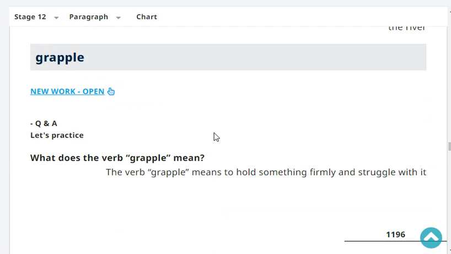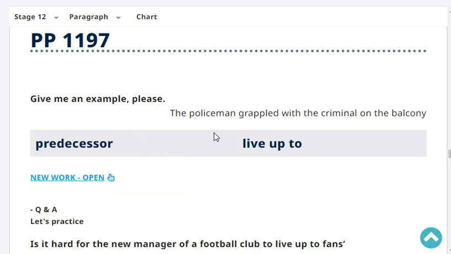What does the verb grapple mean? The verb grapple means to hold something firmly and struggle with it. Very good. Give me an example, please. The policeman grappled with the criminal on the balcony. Very good.